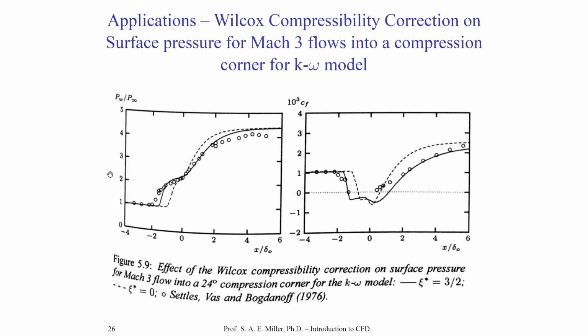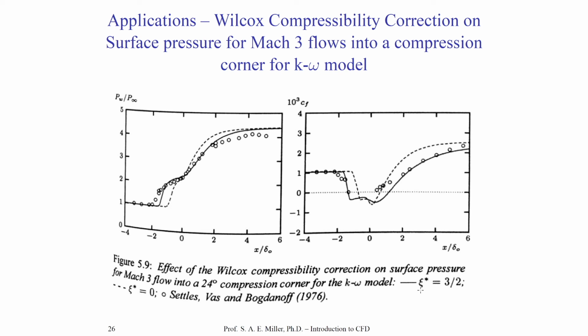The y-axis on the left plot is the pressure at the wall divided by the ambient pressure. On the right, we have skin friction at the wall times, of course, 10 to the third. Experiments of Settles, Voss, and Boganoff are shown as circles. And of course, we show two particular predictions of the k-omega model over a 24-degree compression corner.